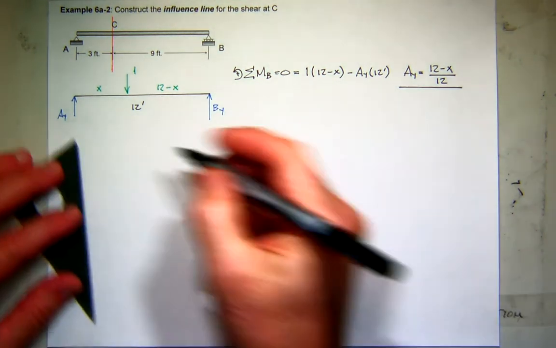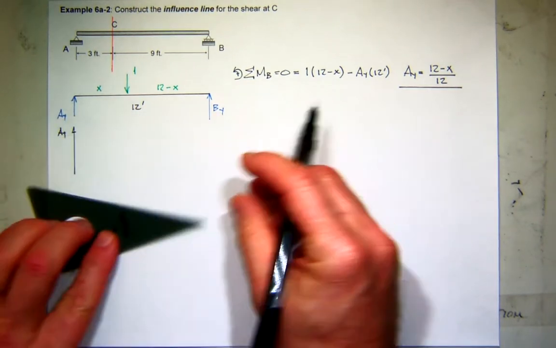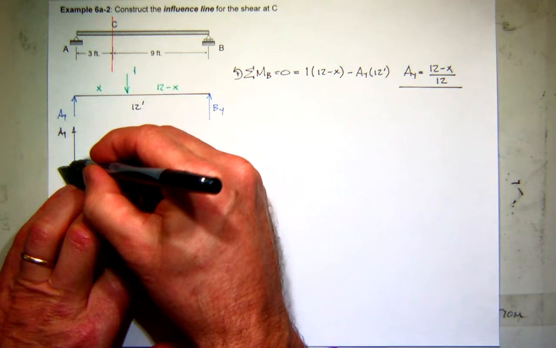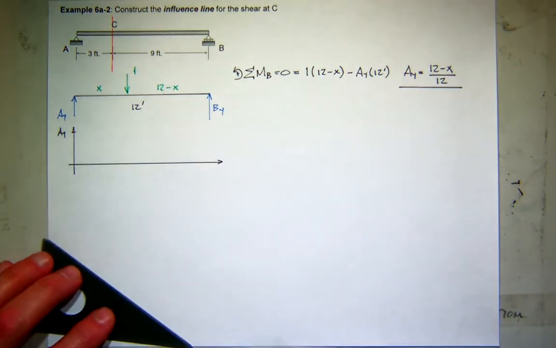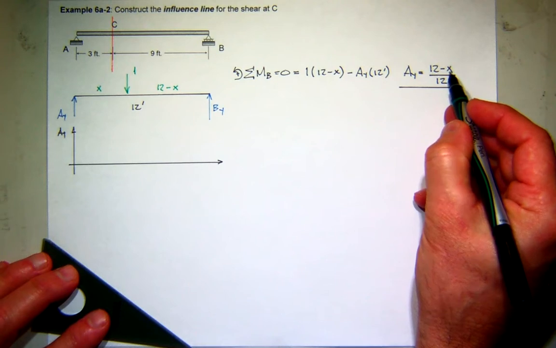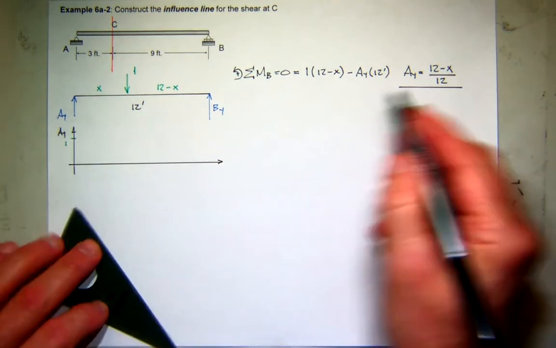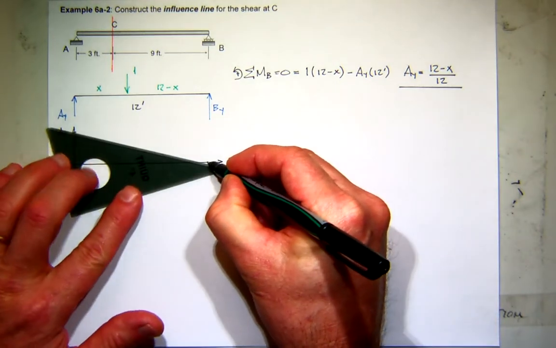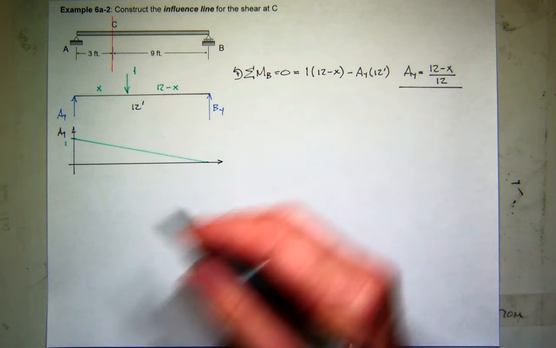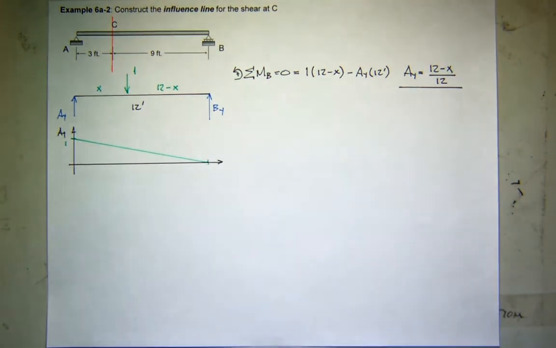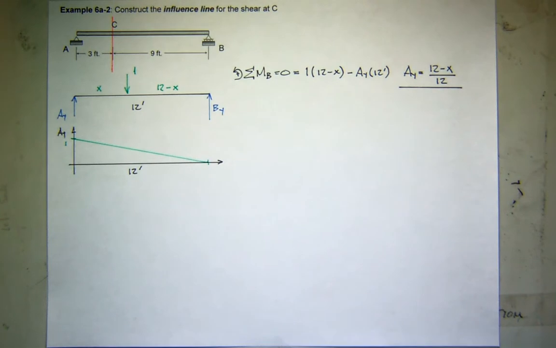Now, even though the problem doesn't require it, let's go ahead and just plot the influence line for AY as a function of x here. So when x is 0, what do we get? 1. When x is 12, what do we get? 0. So there's my influence line for the reaction at A. Okay?